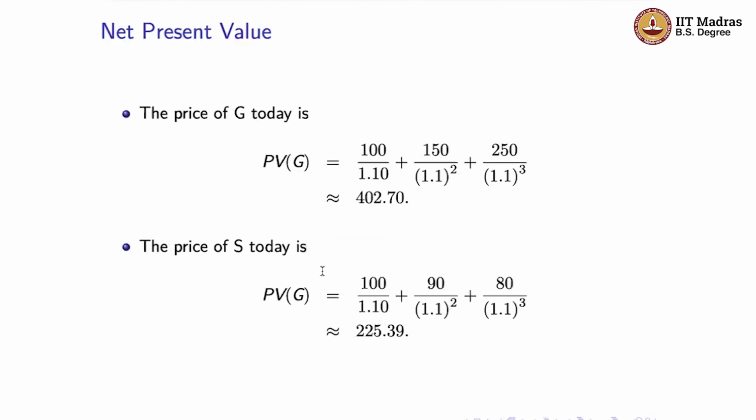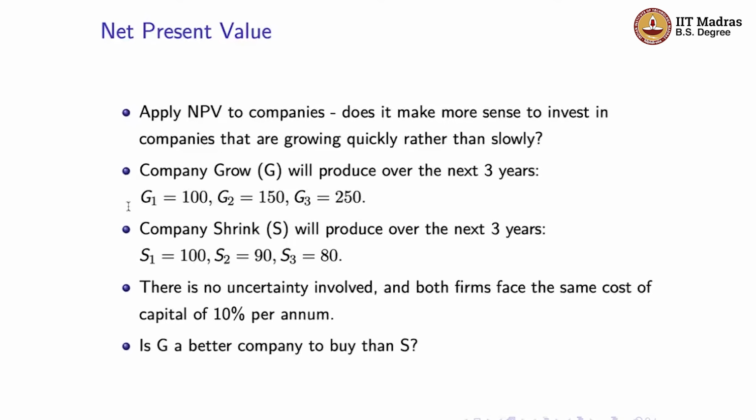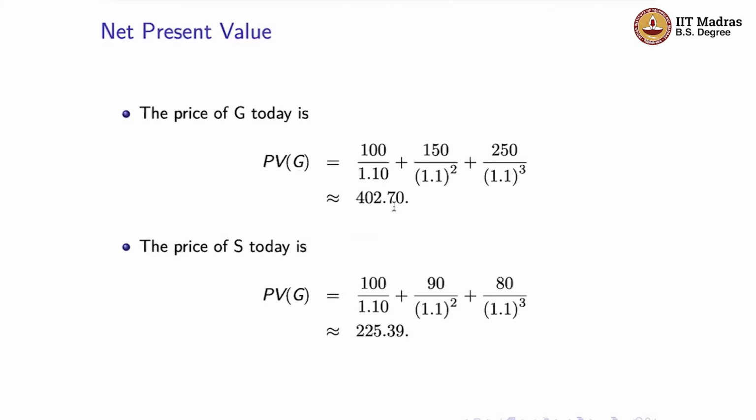So let's think about it. So what is the price of company G today? That's nothing but the present value of getting these cash flows in the future, right? So given the rate of interest of 10% per annum, the present value of 100 in year 1, 150 in year 2, and 250 in year 3 is going to be given by this formula. So 100 divided by 1.10, 150 divided by 1.10 to the power 2, 250 divided by 1.1 to the power 3. This is the present value, right?